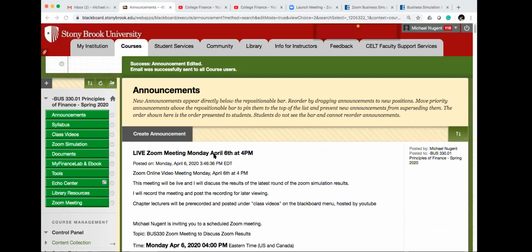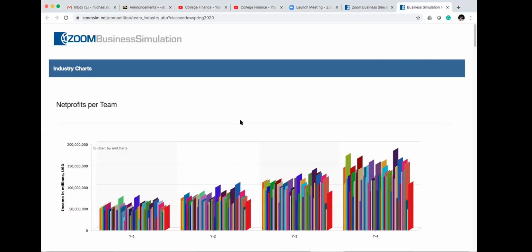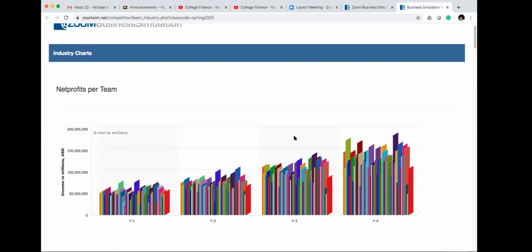But by and large, you've been through the class for 7 weeks, so you know how it works. They cover 1 chapter, usually a week or 2 weeks, and then you do homework on it, and then you take an exam. So pretty simple stuff. Moving into the Zoom simulation, we've just completed year 4.